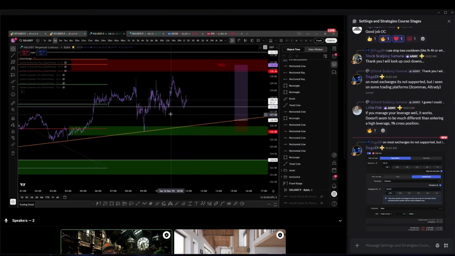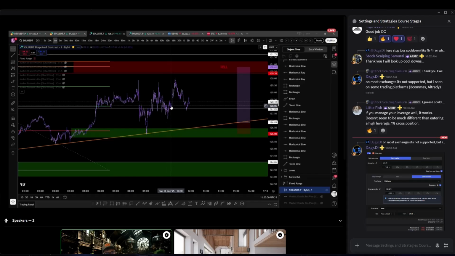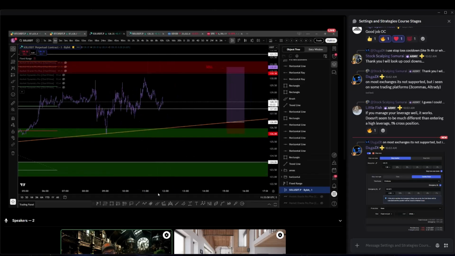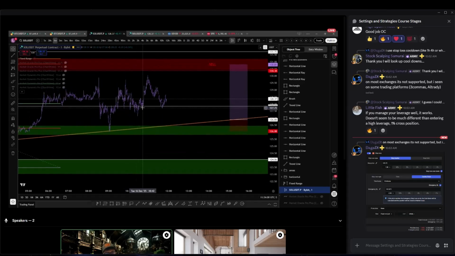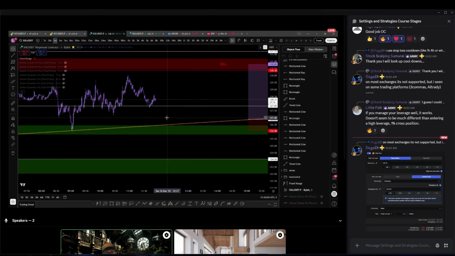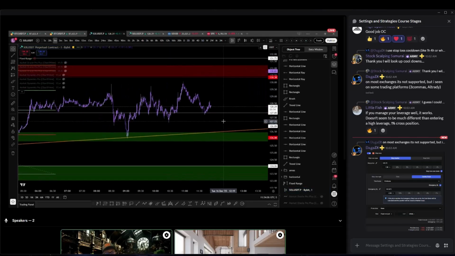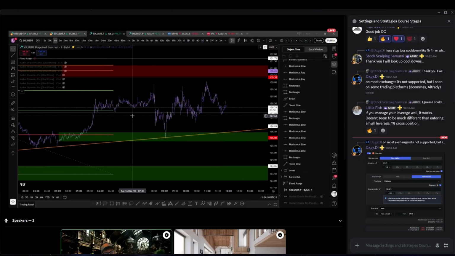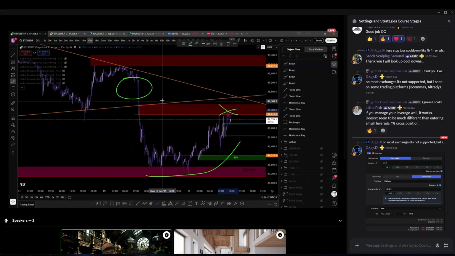I got long here on a breakout, retest, continuation trade for the $10,000 you guys saw at the beginning of the stream. So I took this long up to here, and then I got out because it's choppy. So make sure you're paying yourselves here. Today's a good day to probably not trade, in my opinion.